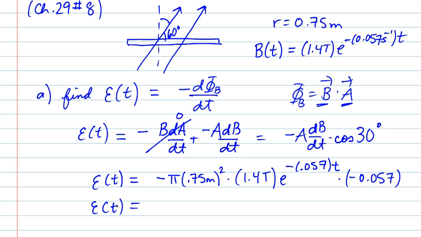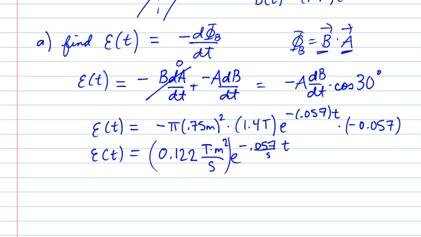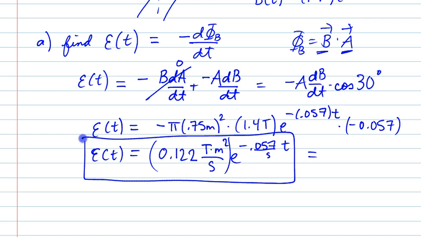So this means that the EMF as a function of time is going to be 0.122 Tesla meters squared per second e to the negative 0.057 t. And there's an over seconds if you wish. Okay, and so this is basically our answer to part A. This is the electromotive force as a function of time.